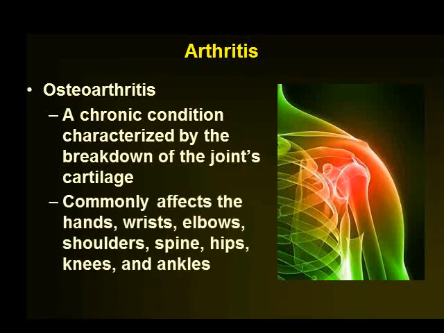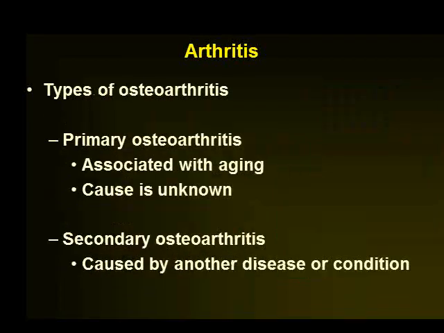It commonly affects hands and wrists, elbows and shoulders, the spine, the hips, the knees, and the ankles. So obviously it's big in the extremities. It can really affect anywhere there's a joint though. We have a couple types of osteoarthritis. Primary, which is typically associated with aging. Its cause is unknown. I think you can really think of it as, if you don't take care of your body, eventually it starts to break down. It's just like your car, the parts wear out.